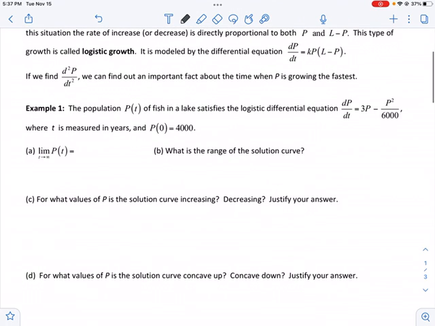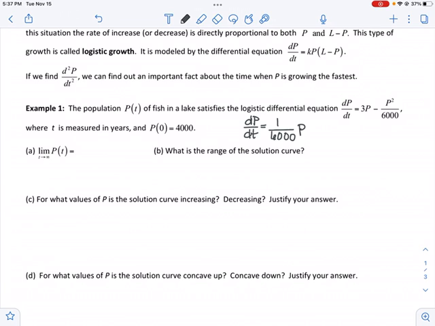We have the population P of t of fish in a lake satisfies the logistic differential equation dP/dt equals 3P minus P squared over 6,000, where t is measured in years and P of 0 is equal to 4,000. P of 0, we have our initial time then. So with this, we're going to do a little bit of rewriting here. dP/dt is equal to, I'm going to do a little bit of weird factoring. I'm going to factor out 1 over 6,000 from the denominator, because I really want to see what is left in this grouping.